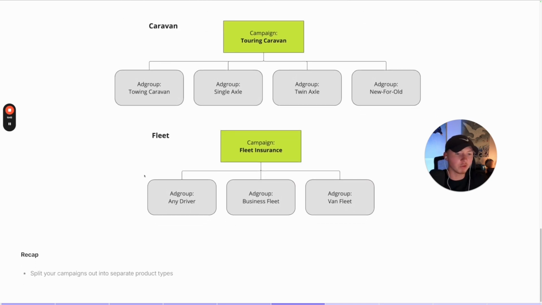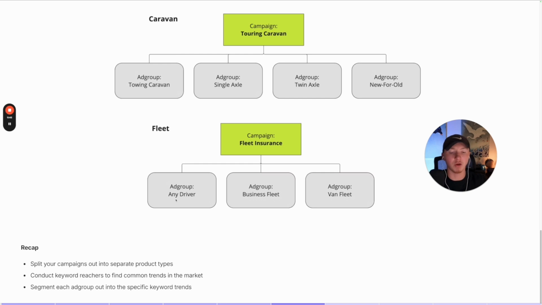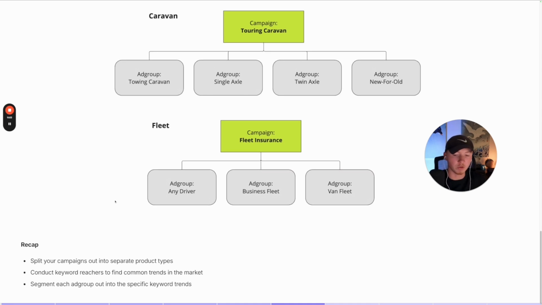If you've got fleet, for example, people might be searching online for any driver fleet insurance, business fleet, commercial fleet, van fleet. These are all ways that you want to segment out using sort of the keyword planner tactic that we discussed. So here, just to recap, you want to split your campaigns out into separate product types. Conduct keyword research to find common trends in the market. And then you want to segment each ad group into the specific keyword trend itself.